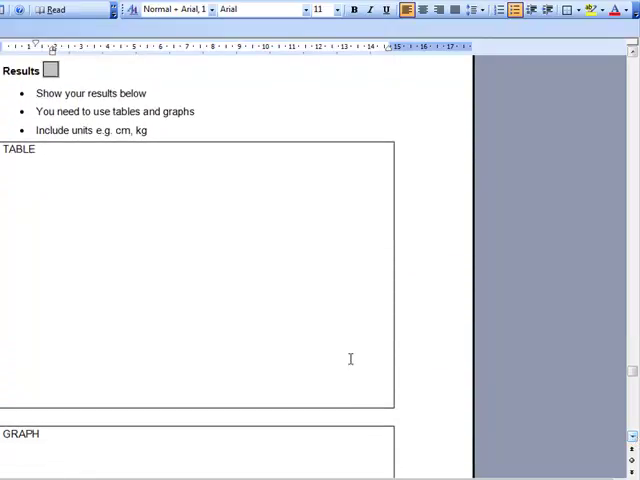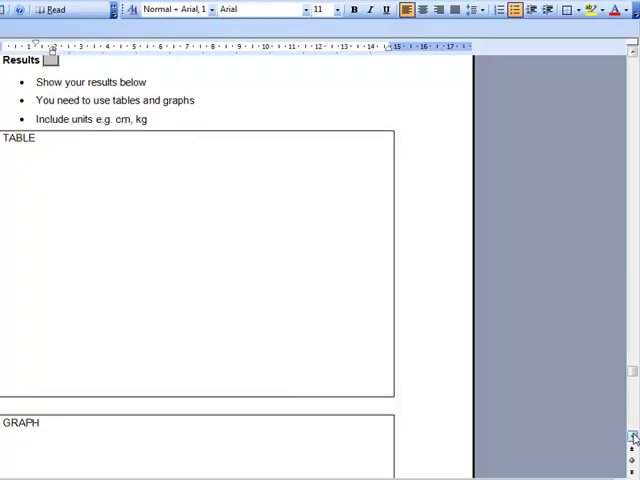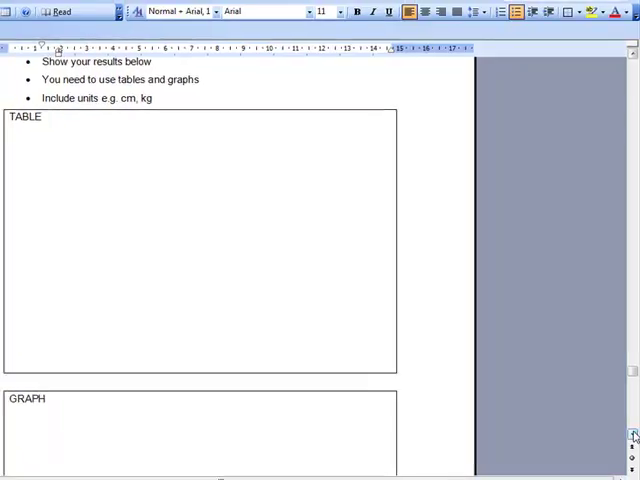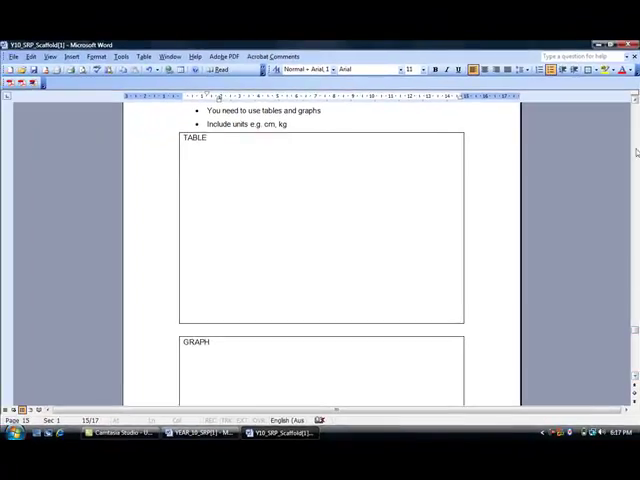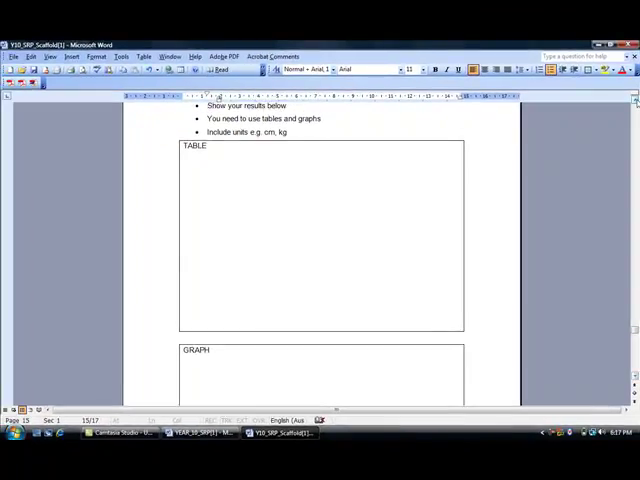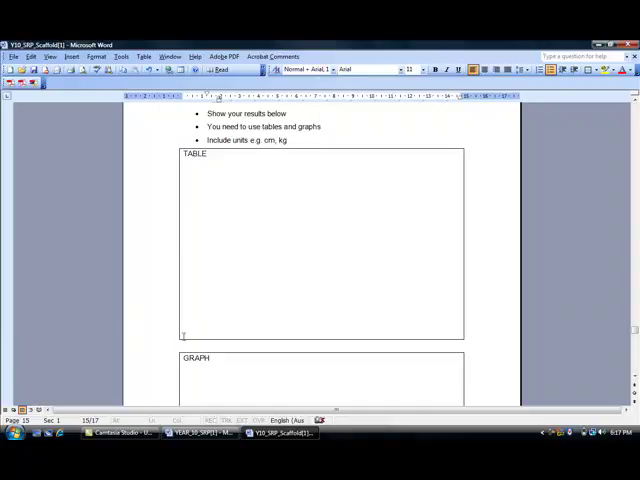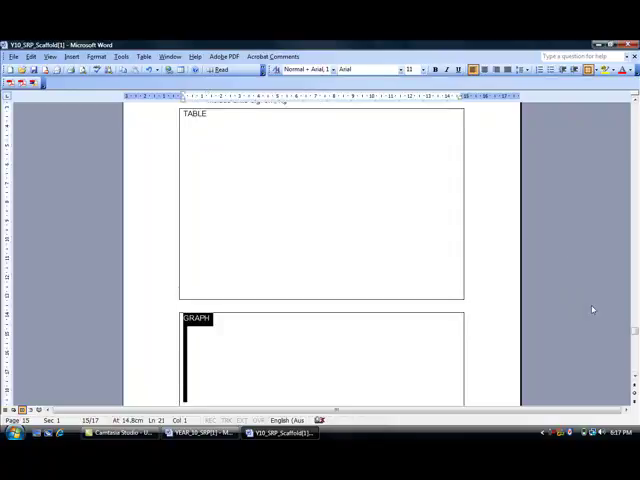The results, show your results below. You need to use tables and graphs, or you can use tables and graphs. Actually, that's probably not 100% correct. The graph, I think I said the other day, should be in the discussion as well, so I might just change that as well, you might just cut and paste that into the discussion, the graph there, because that's in the wrong section.